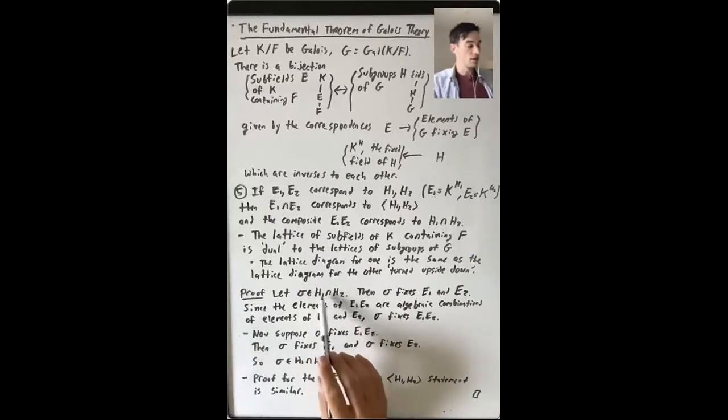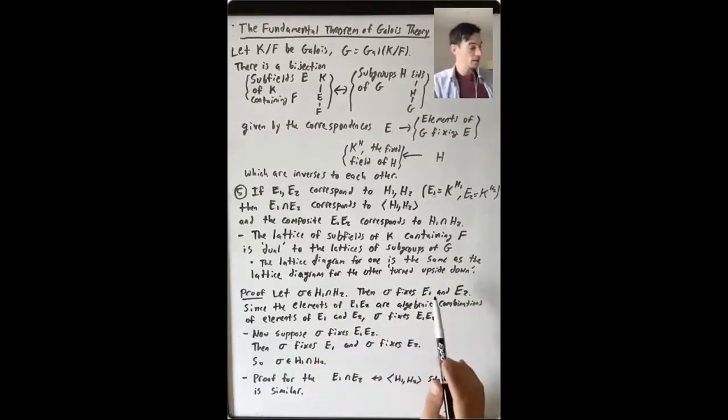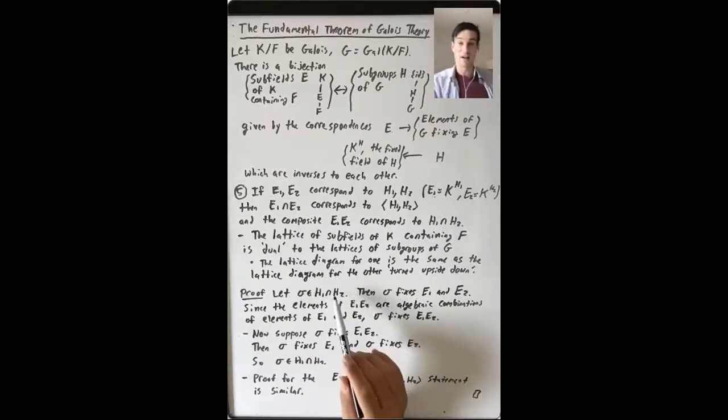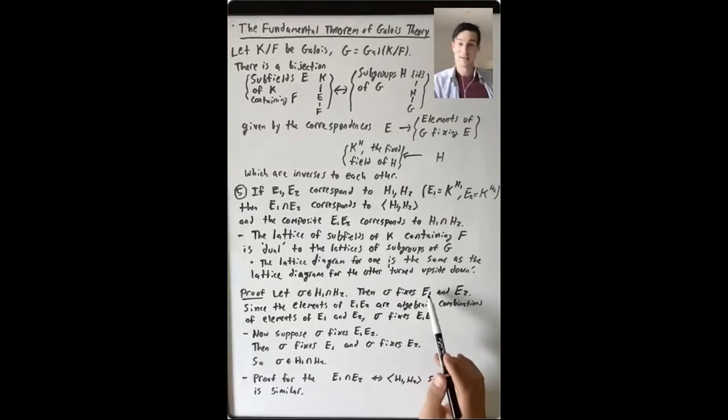Okay, so let's take sigma in H1 intersect H2. Sigma's in H1. H1 is the set of elements of G that fix this subfield E1. So sigma fixes E1. And similarly, sigma fixes E2.